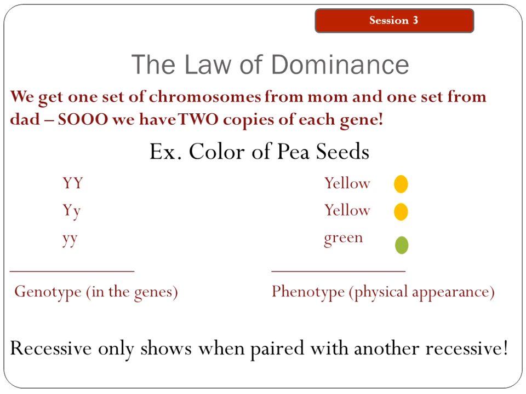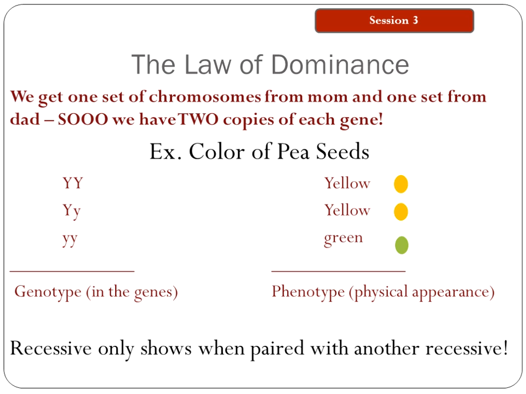So for the color of pea seeds, we can have yellow or green. You can either get two yellows, one from mom and one from dad, both yellow. You can get a yellow from one of your parents and a green from the other parent, so you end up having one of each, or you can have two greens. Notice I've used capital and lowercase Y's here, and that is because yellow is the dominant allele, and green is the recessive, so that's the lowercase y.